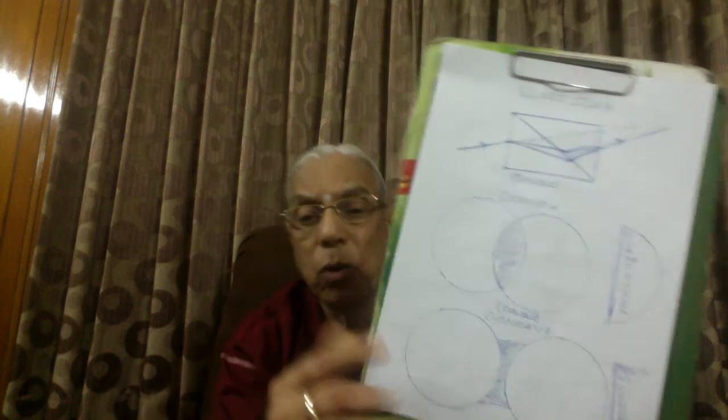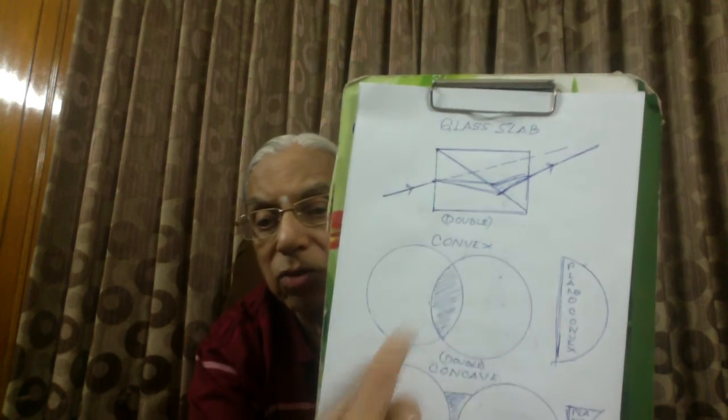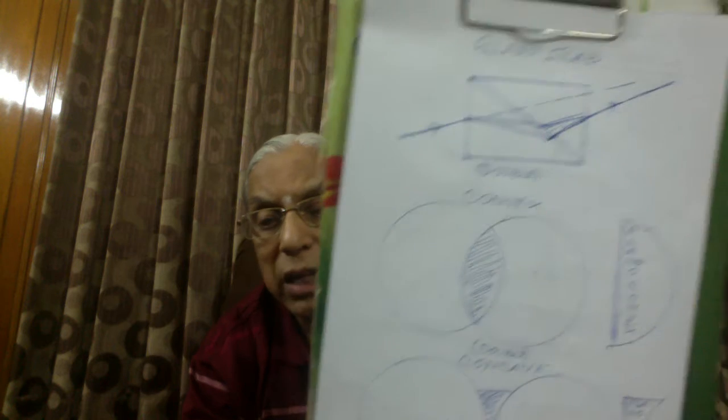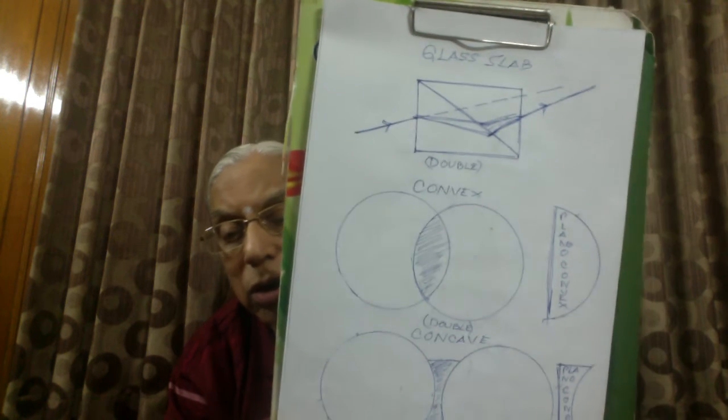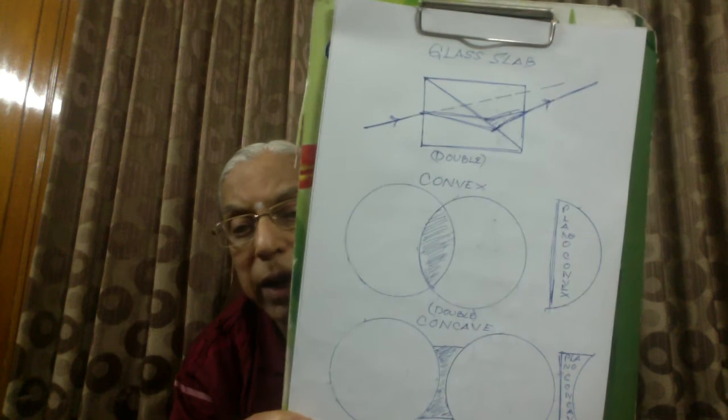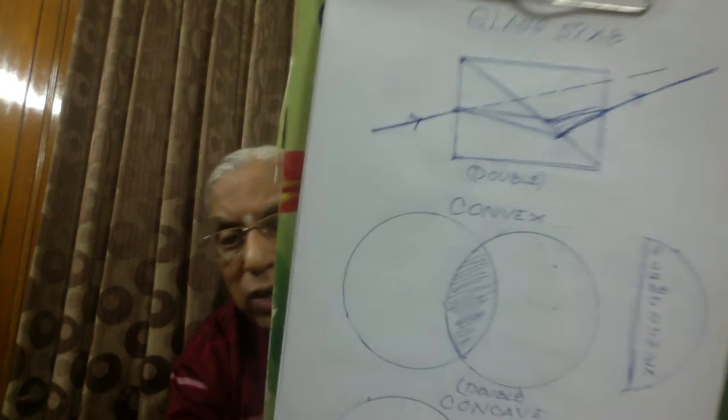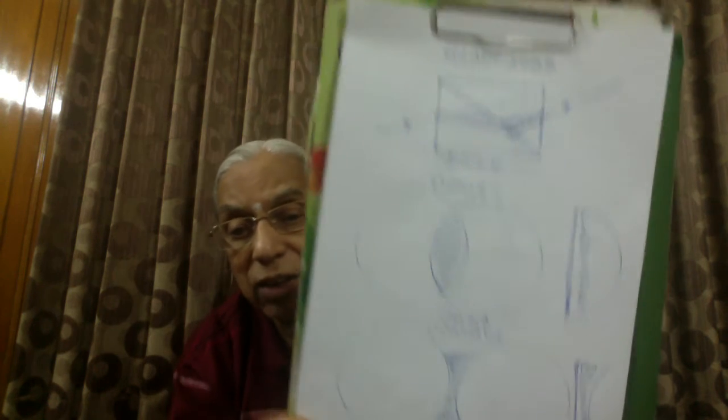We don't have these two lenses, plano-convex and plano-concave, but I have the lens that is formed by two curved surfaces, and therefore it is referred to as a double convex lens and a double concave lens. When I say convex lens, I mean a double convex lens. The concave lens means a biconcave lens. I hope you understood this one.